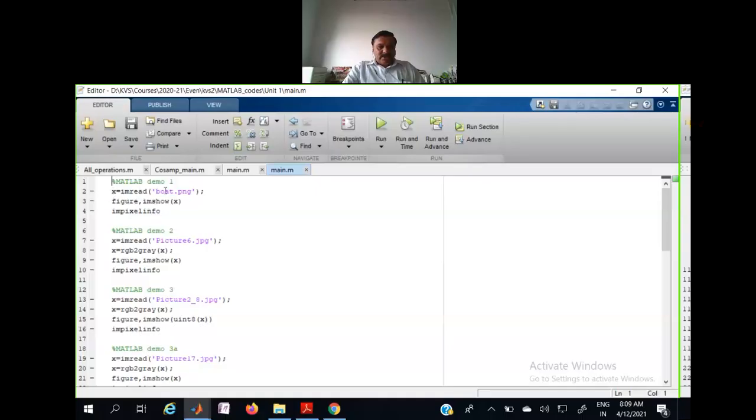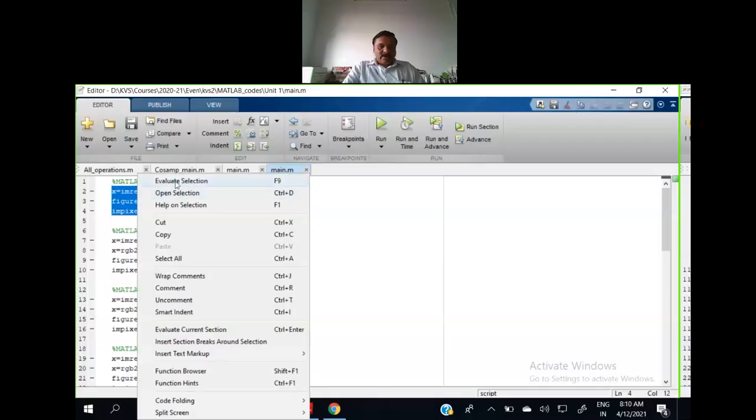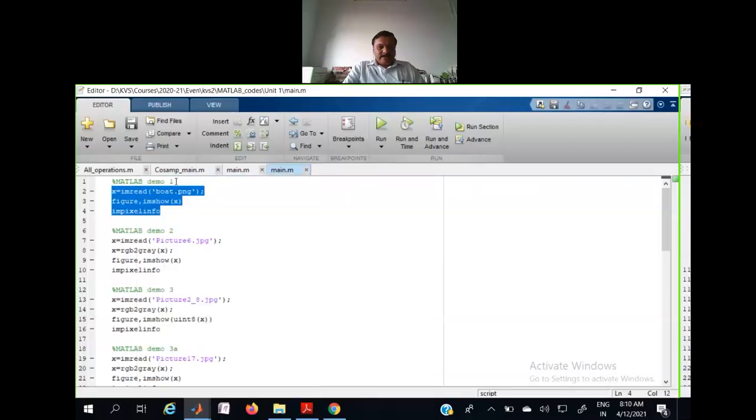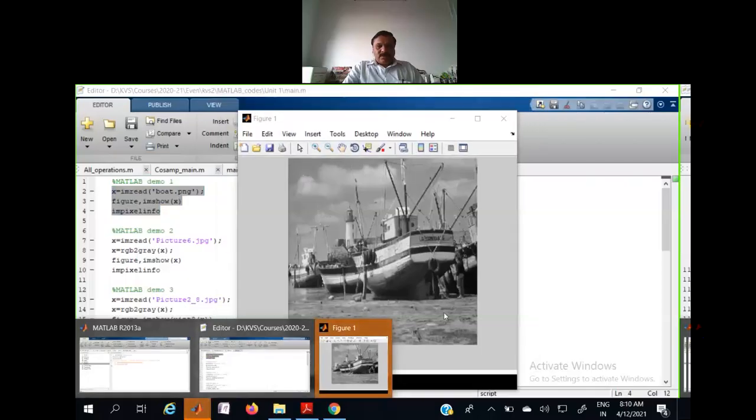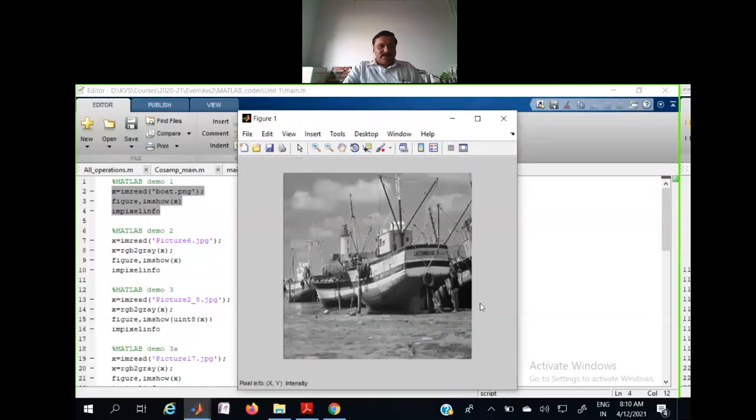You can see here I am reading an image. imread is the command to read an image, and I am showing it on the figure window. And just to start a new figure, we usually use the command figure. And I'm using another command here called impixelinfo, which actually gives you the information of the pixel at the position of the cursor. Let me just demonstrate this by just running only this part of the code. So you saw that I have read an image, it's a boat image. So I have read it and I am showing it.